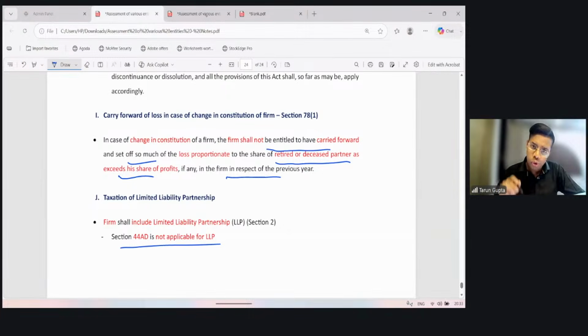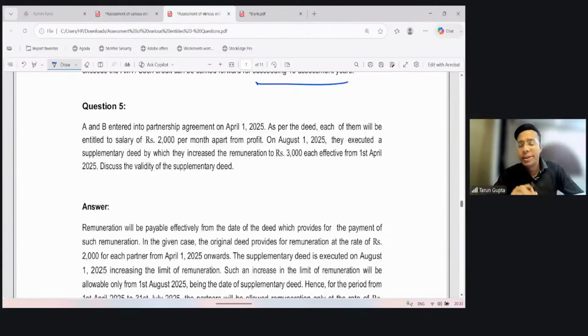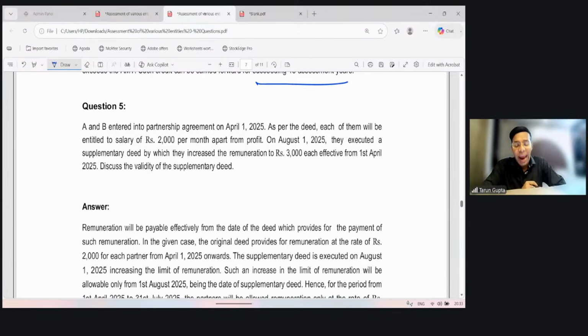Now we will do some questions so that you understand this concept, how this is applied. A and B enter into a partnership agreement on April 1, 2025. As per the deed, each of them will be entitled to a salary of rupees 2,000 per month apart from the profit. Okay, tell me, is it required that the salary should be paid every month? Answer is no. You can pay the salary at the end of the year for the entire year.